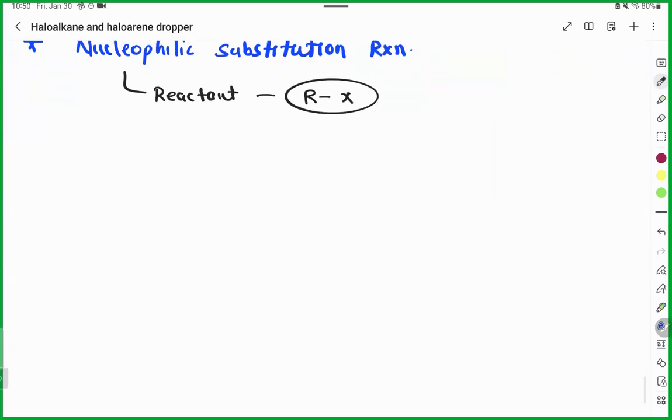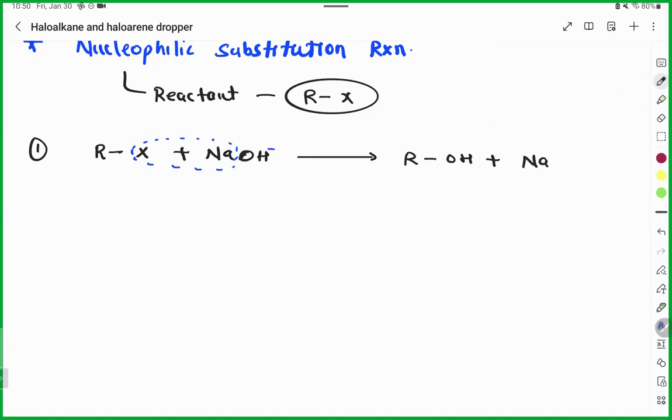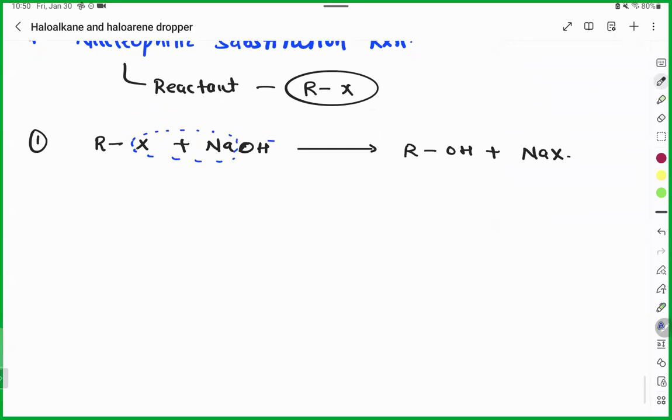Now, this alkyl halide can react with different things. Example, first reaction. If your alkyl halide reacts with NaOH, you know NaX can easily come out, nucleophilic substitution reaction. OH is the nucleophile in this case. So what is the logical product? Your ROH and NaX. Not only here, even in the next chapter, alcohol phenol ether, you can make alcohol using the alkyl halide. Same reaction.